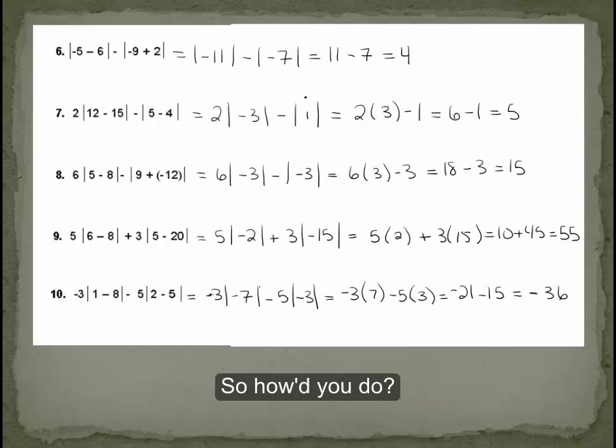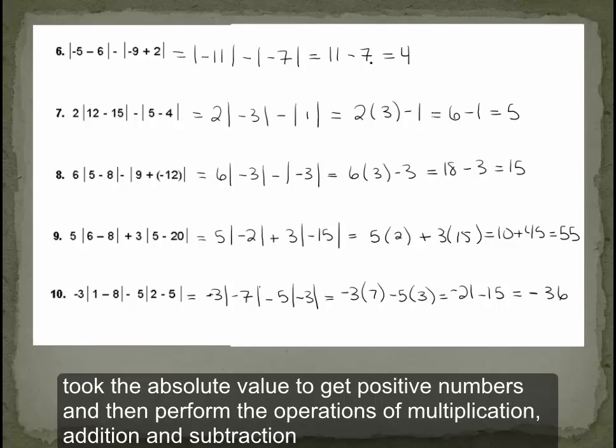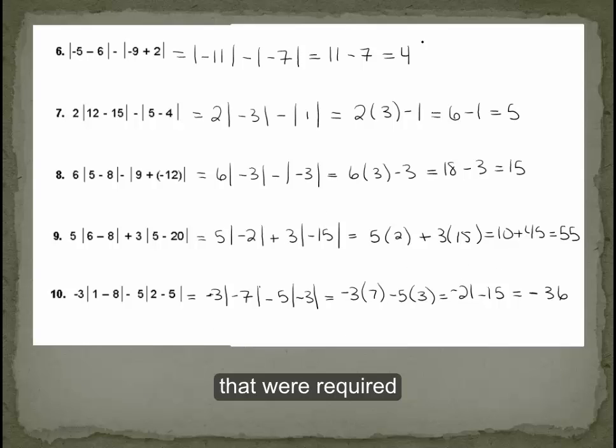So how'd you do? Combined all of the operations inside the absolute value, took the absolute value to get positive numbers, and then performed the operations, multiplication, addition, and subtraction that were required.